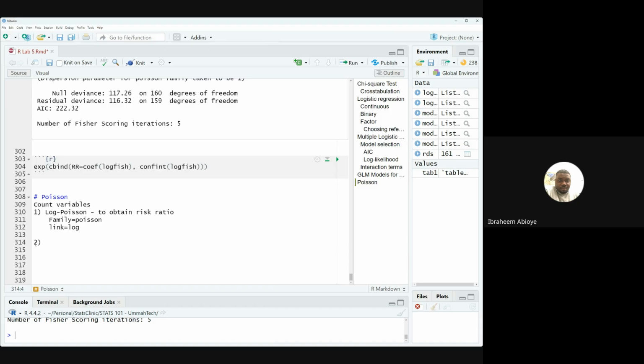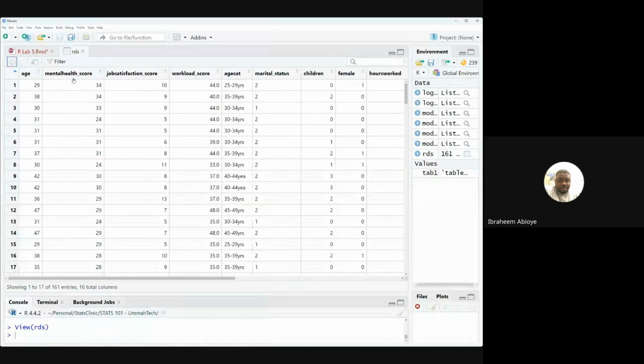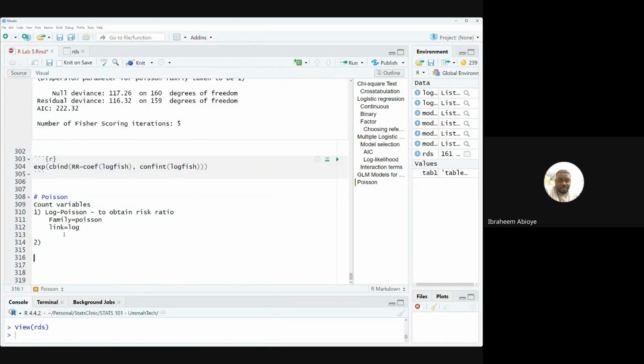If in this resident doctors data set, you were interested not in the mental health score, job satisfaction, or workload as the outcome, but in the number of children as the outcome, as you can see, it is 0, 2, 1, 3, 4. And you're interested to know whether female resident doctors are more likely to have more children than male resident doctors. So let's look at the analysis and then we'll go back to explaining.